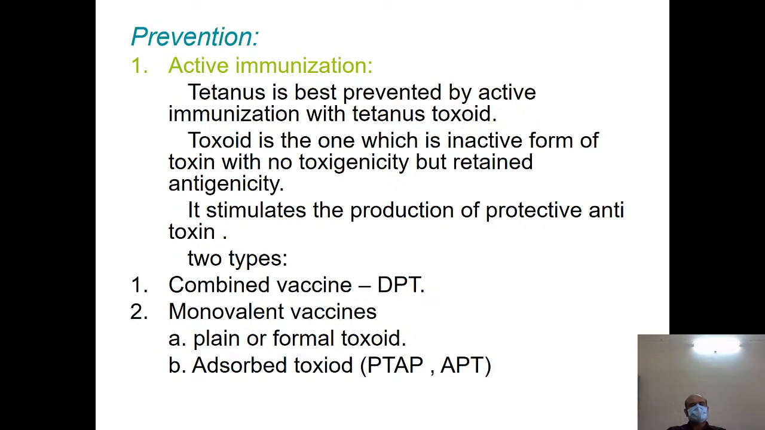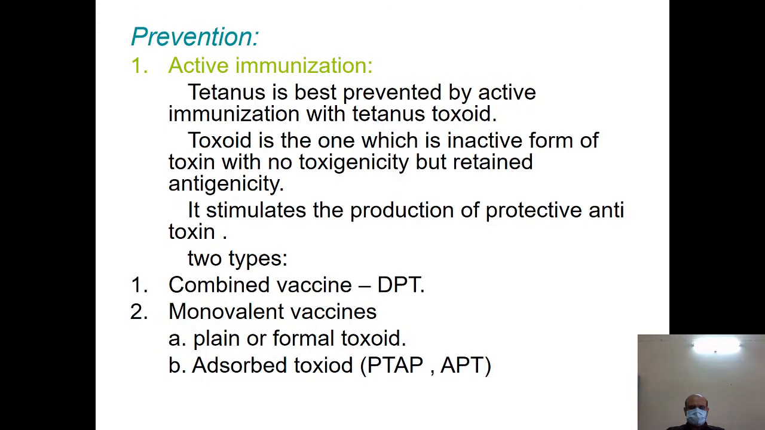Coming to prevention, active immunization. Tetanus is best prevented by active immunization with tetanus toxoid. Toxoid is the inactive form of toxin with no toxicity but retained antigenicity. It stimulates the production of protective antitoxin.